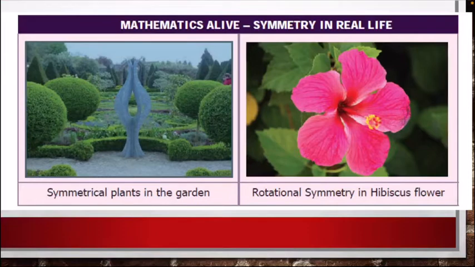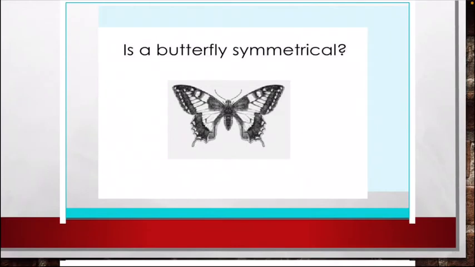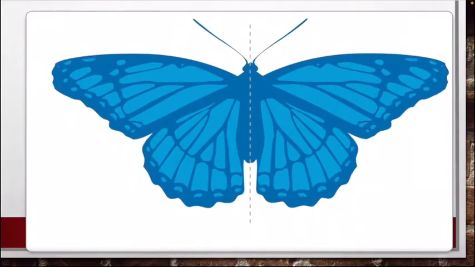If you take a leaf and you cut it into half, what do you find? There are different kinds of symmetry. One is horizontal symmetry and another one is vertical symmetry. Students, now let us learn about it. Can you see this butterfly? Is the butterfly symmetrical? Students, think about it. Yes, students, of course the butterfly is symmetrical. Can you see the butterfly? It is cut into half.